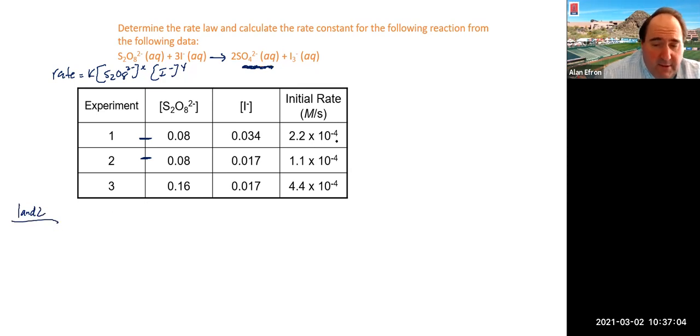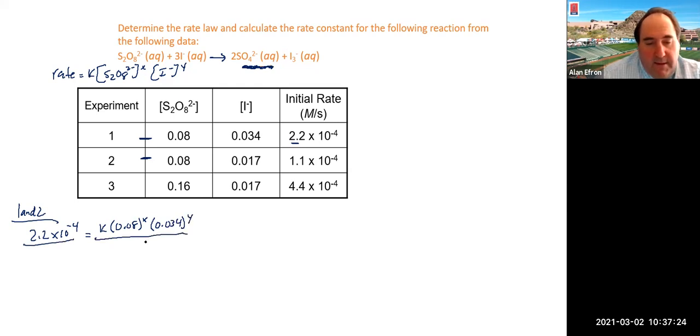Again, for me, I'm just going to go with the larger rate up on top just to get a little bit more whole numbers. So I'm putting everything from experiment 1 up on top, and then I'll come back and put everybody from experiment number 2 on the bottom. Any questions on that setup there? All right, then we'll do our math here.